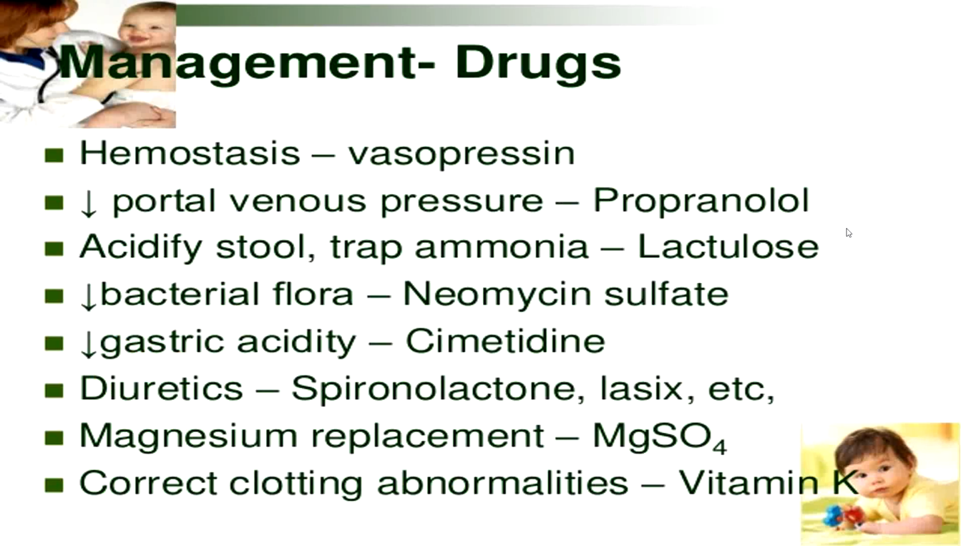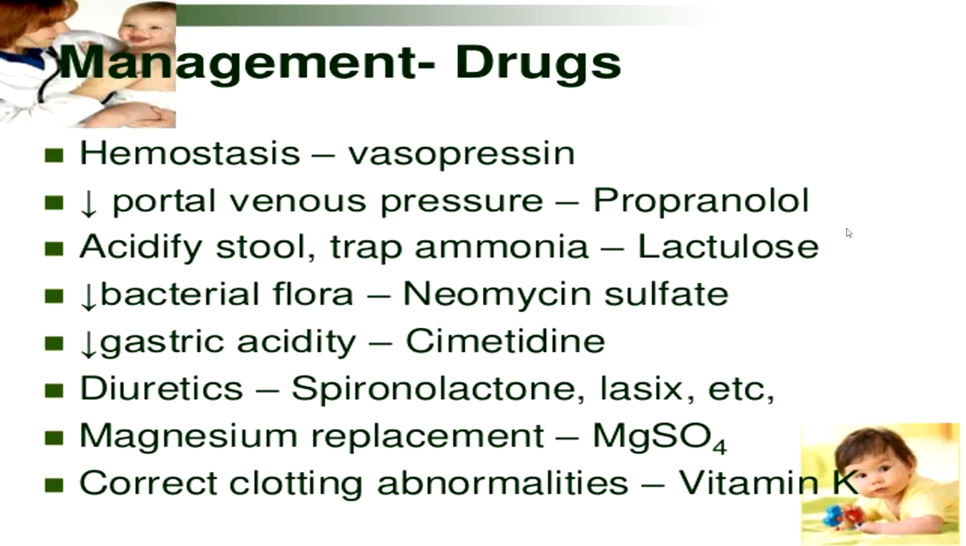Now, again, what drugs are required in these children? I have given you a list. For hemostasis, because of the bleeding from the varices, we frequently require vasopressin to control bleeding from the stomach and the esophagus. To decrease portal venous pressure, we require a beta blocker like propranolol.